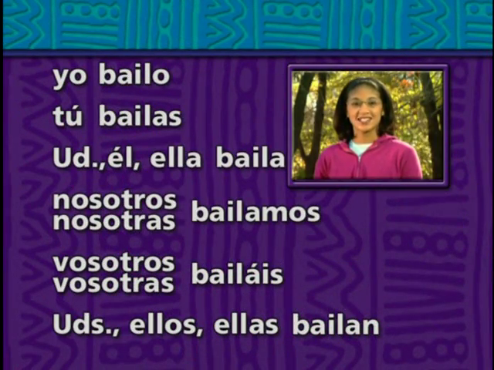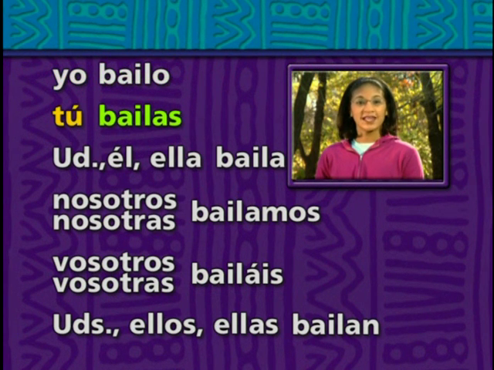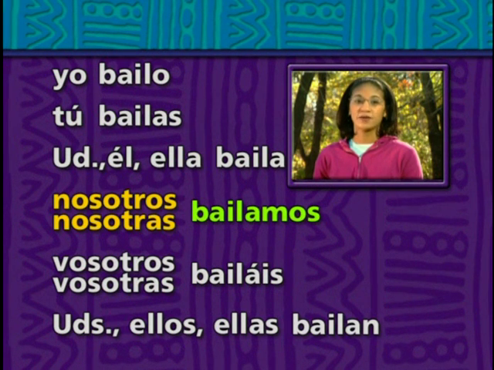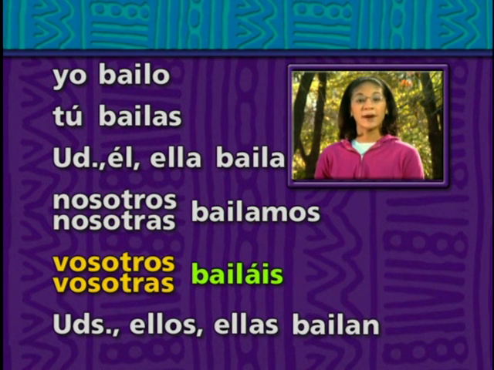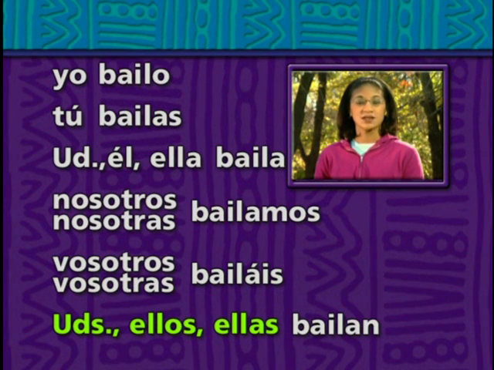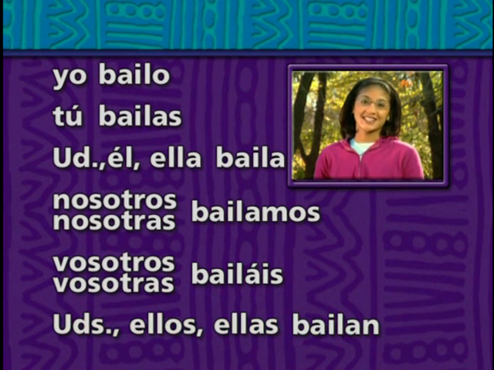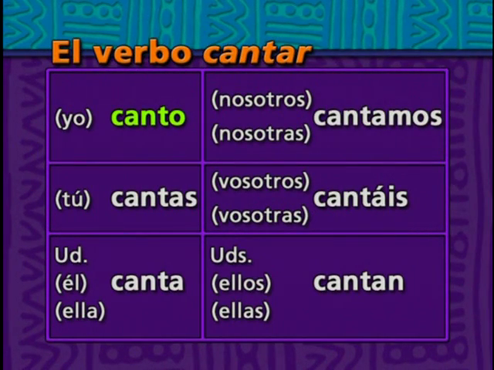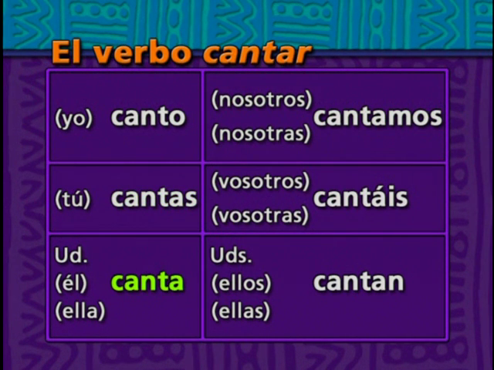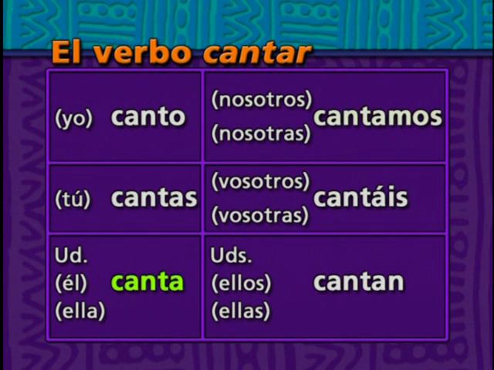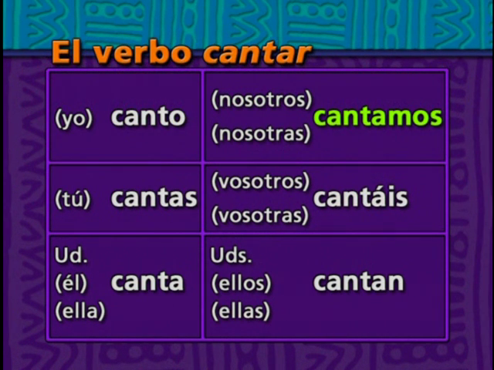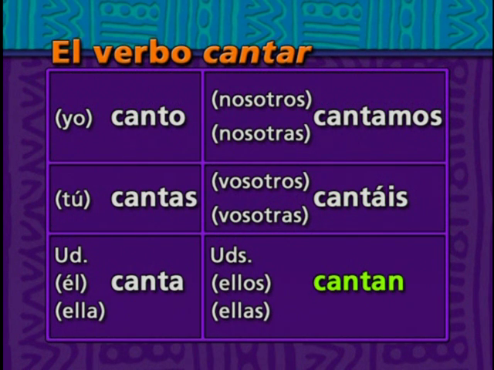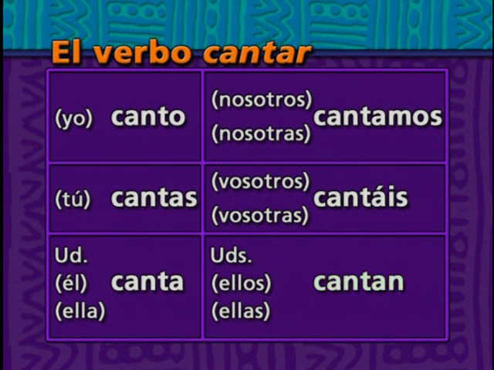Think it's a lot to remember? Watch how easy bailar is. Yo bailo, tú bailas, usted, él, ella baila, nosotros, nosotras bailamos, vosotros, vosotras bailáis, ustedes, ellos, ellas bailan. That's more like it, isn't it? But that's just the beginning. Check out cantar. Yo canto. Tú cantas. Usted, él, ella canta. Nosotros, nosotras cantamos. Vosotros, vosotras cantáis. Ustedes, ellos, ellas cantan. It's getting more fun now.